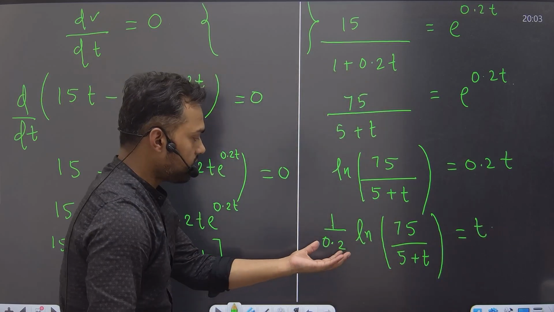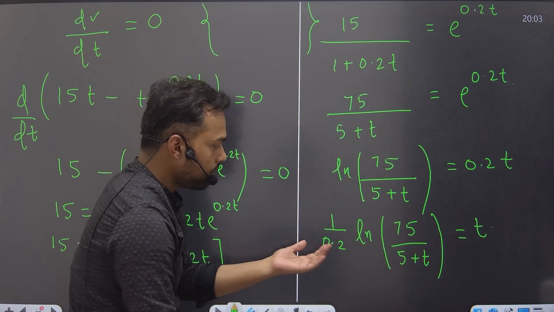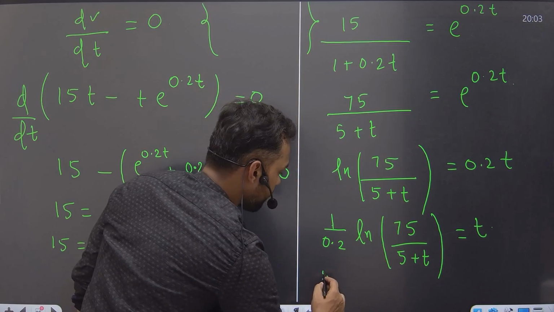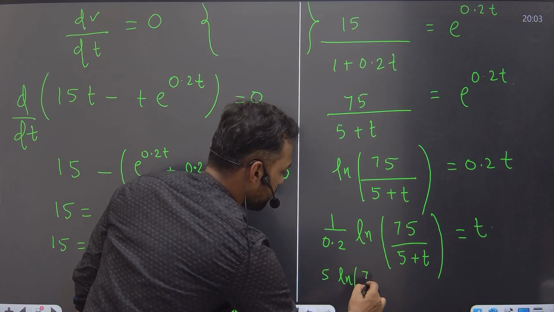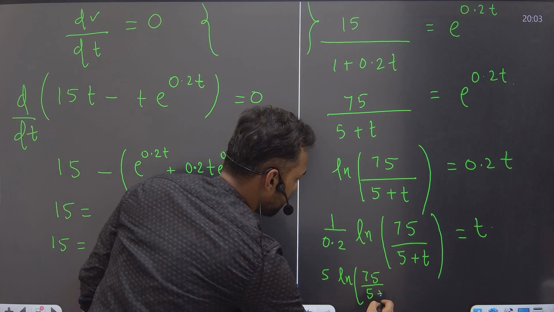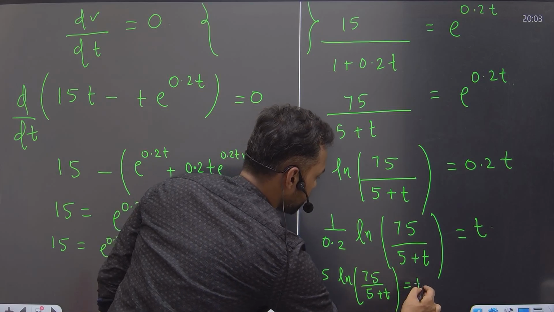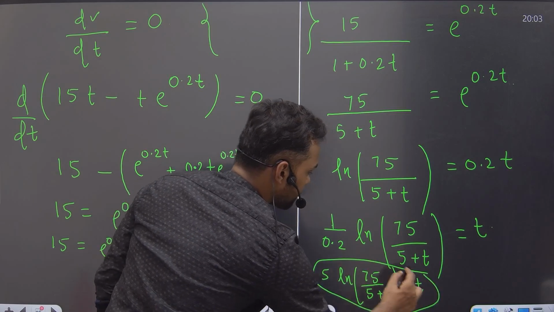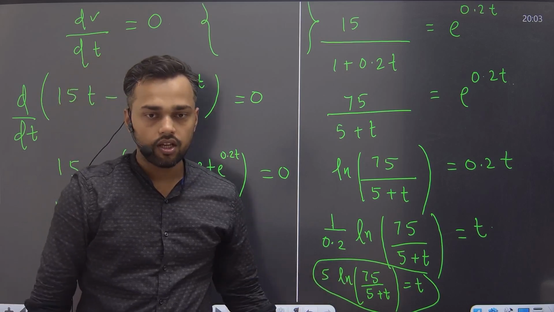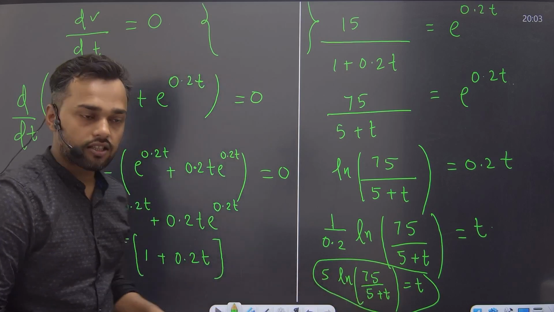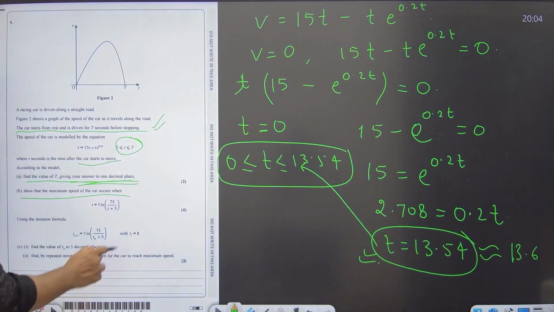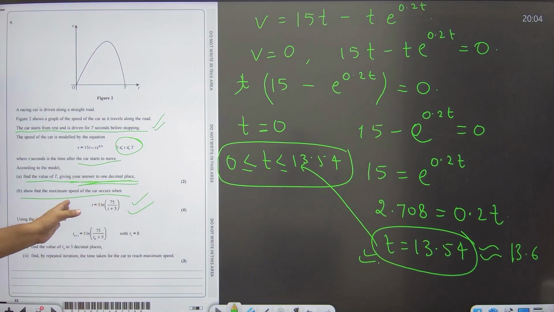If I exclude the decimal part here, you will get 5 times ln of 75 upon 5 plus t equals t. This was what they were asking for, okay, this was the value they were asking for. See, it can be written in this format. So we have written it using the iteration formula, student. Now see, iteration formula.